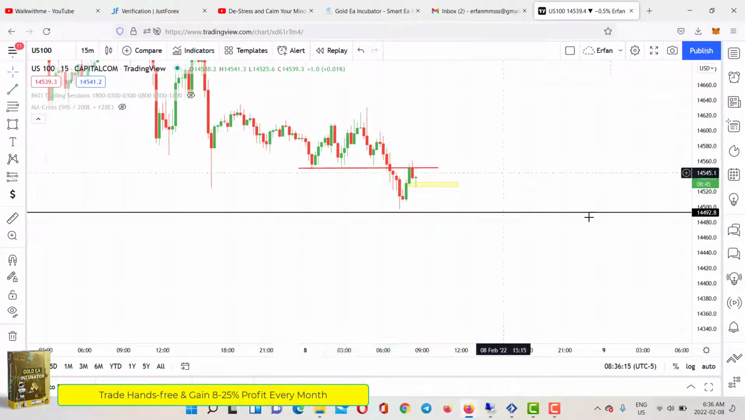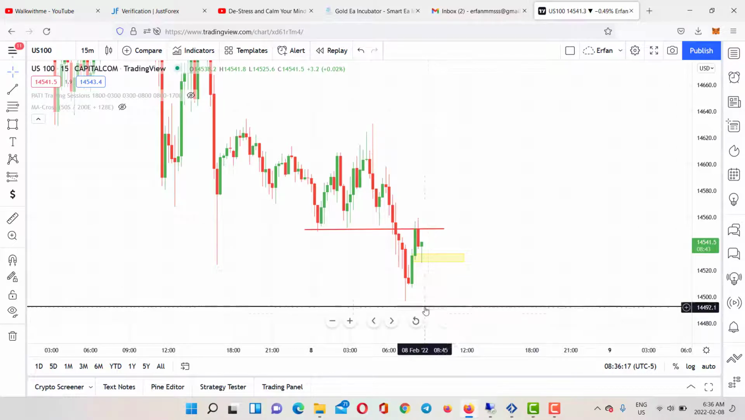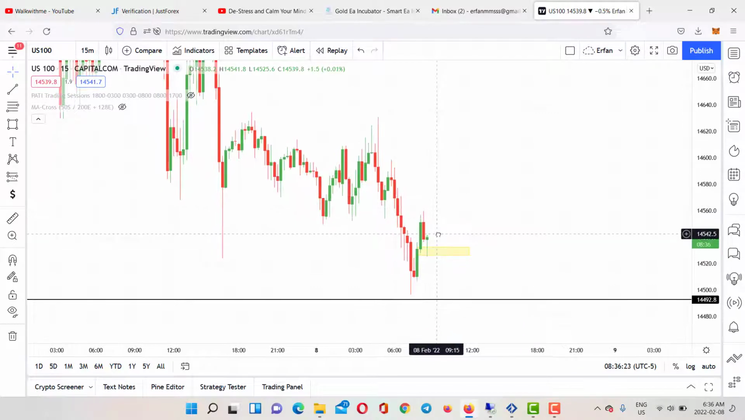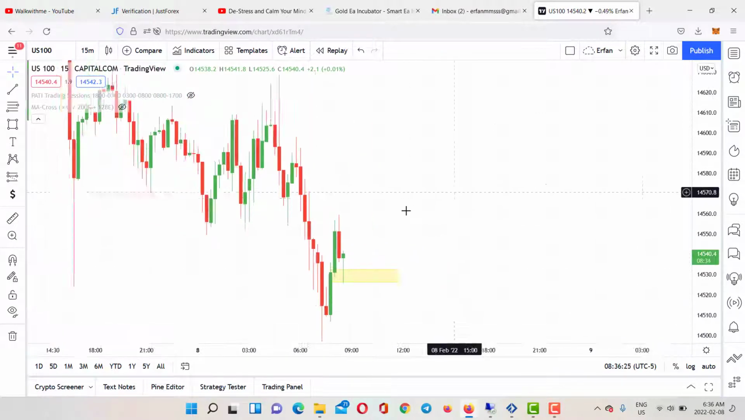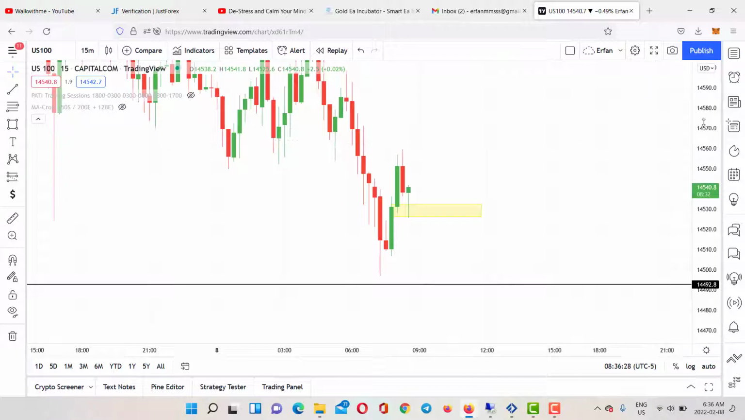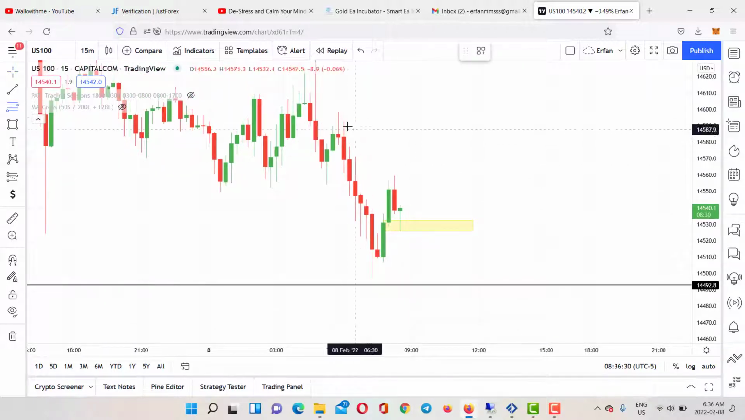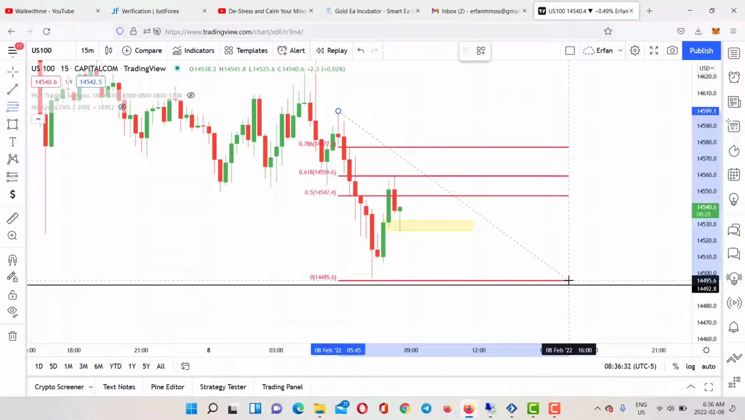See this break of structure? It was a huge drop and it broke so many structures. So if I want to buy right here, it's literally opposite the trend. So what I'm going to do is wait for it, from here to here.